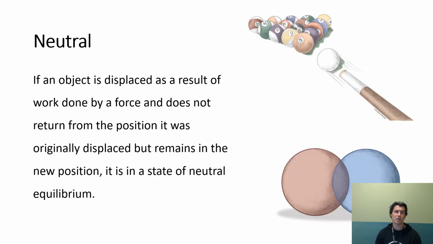And then neutral stability is if an object is displaced as a result of some force being applied or some work being done, and it does not return to its original position, but remains in the new position. It's said to be in a state of neutral equilibrium. So if you were to roll a ball across a table, it doesn't return back to its normal position. It would just roll and then it would stop.